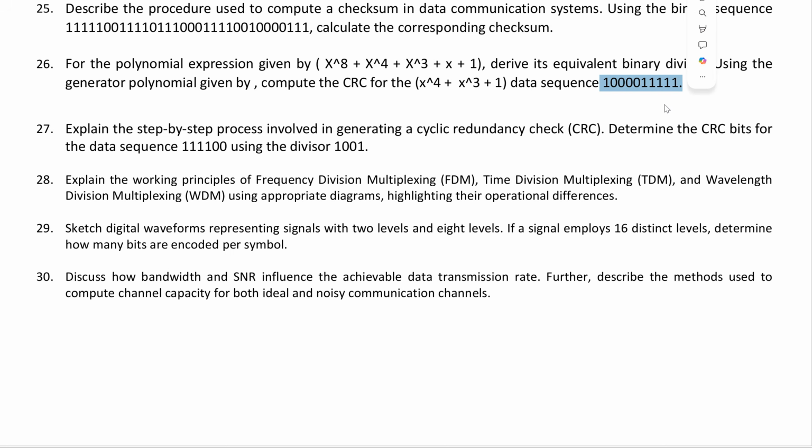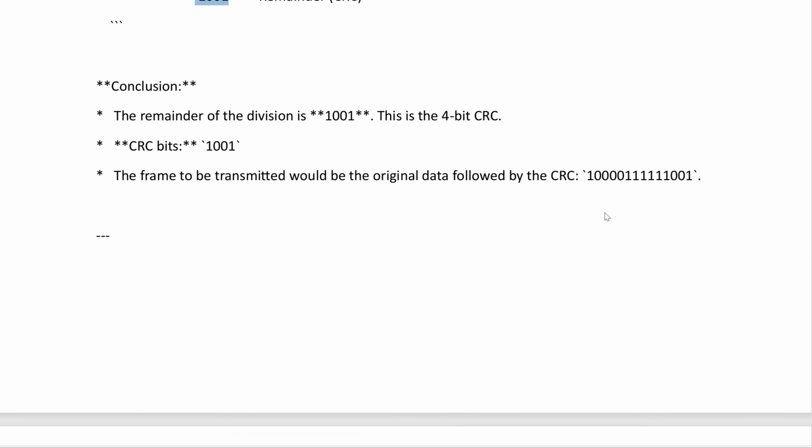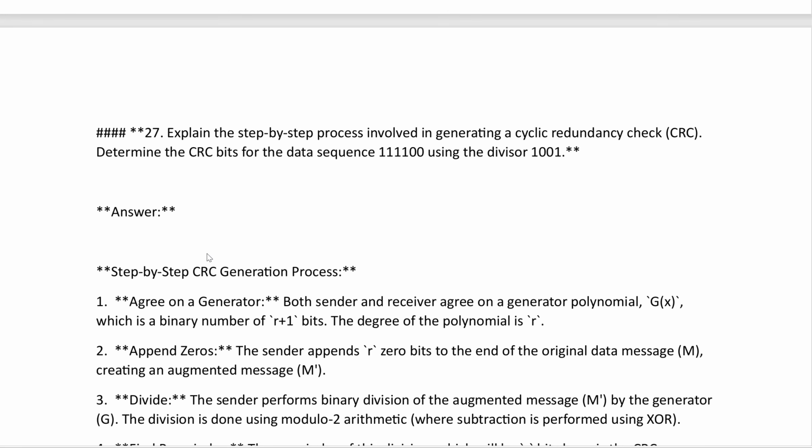This was the original data M, and now we append the 4 CRC bits, that is the remainder, at the end of M, which is also given to us in the problem. The whole quantity will be the frame to be transmitted, the original data followed by the 4-bit CRC code. So we have successfully solved this problem. However, there was a typographical error in this problem.